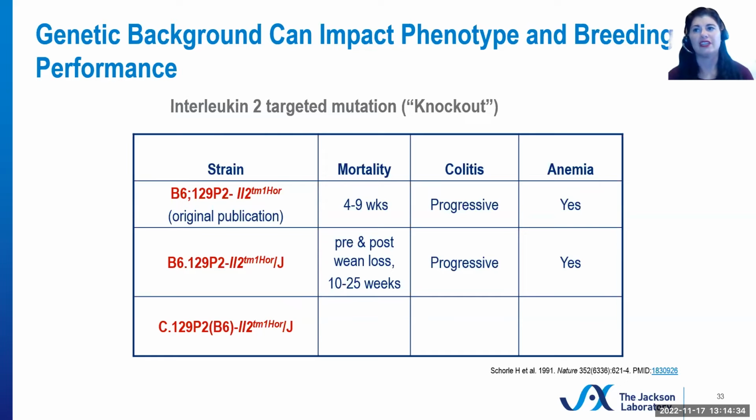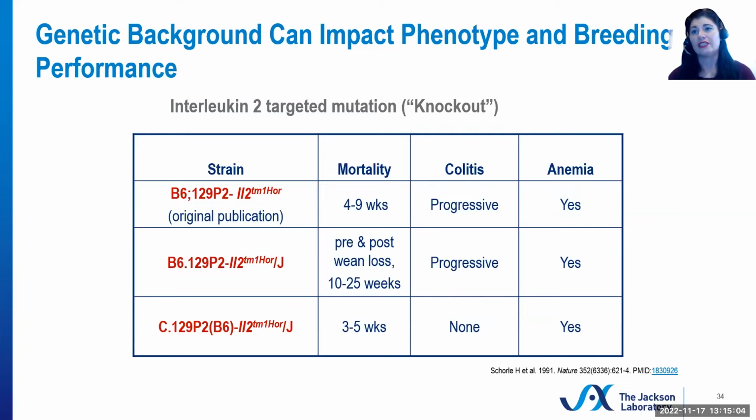When this strain is made congenic on C57 Black 6, the mortality increases to 10 to 25 weeks and still shows the development of progressive colitis. The increase in the lifespan may allow you a very limited window to set up homozygous by homozygous matings, but it would be important to consider how many more pairs or trios would be required to maintain that colony, and depending on your research needs, that might not be an efficient use of your resources.